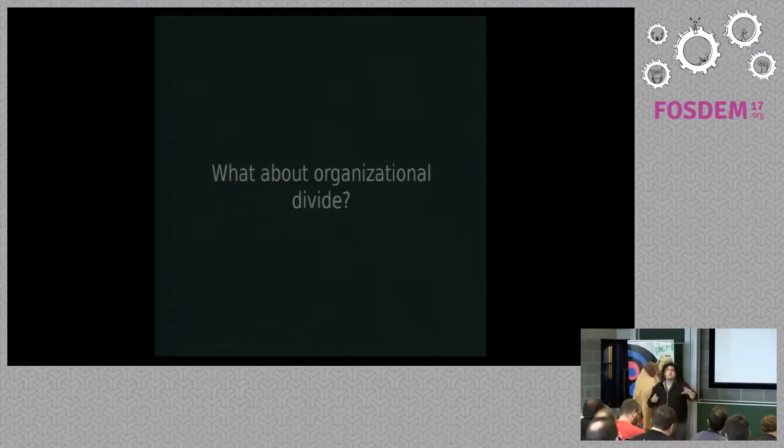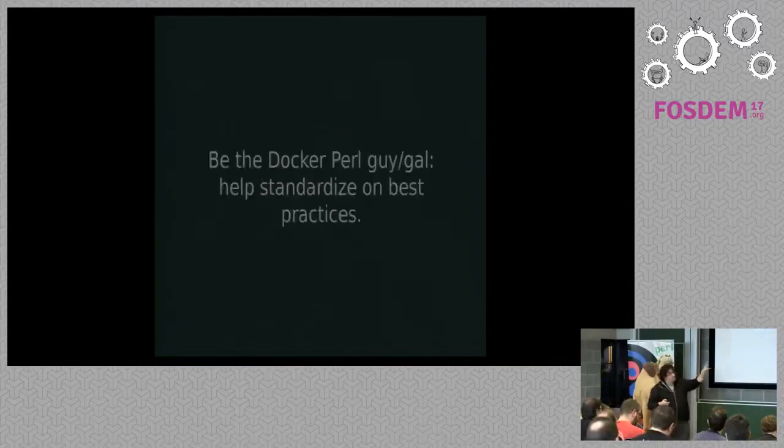I already talked about the base Perl image. It's a very good opportunity for a Perl person to create a standard, to be the one that is knowledgeable about Perl, someone that can create a baseline, someone that can make sure that the security is followed, and so on. I have some slides left, but I'm just going to leave it at that.